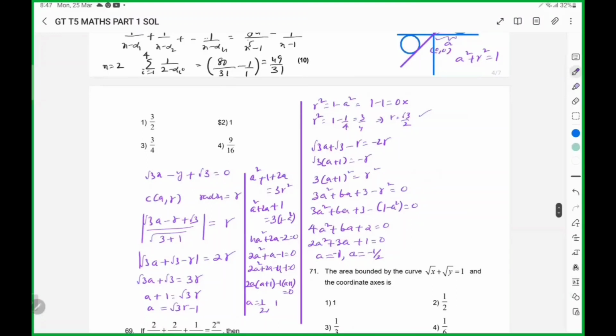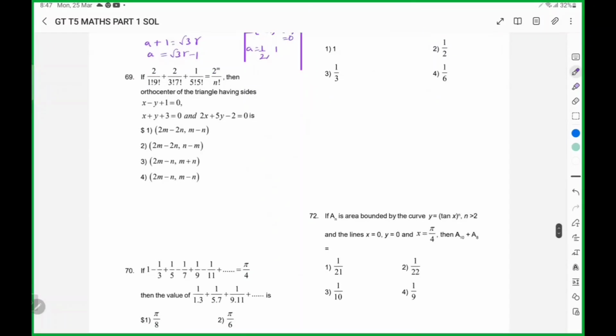So in this case, if a is minus 1, r will be 0, which is not possible. a is minus half, r square will be 1 minus 1 by 4, so r here is root 3 by 2. So R1 and R2, which implies R1 by R2 is 1.